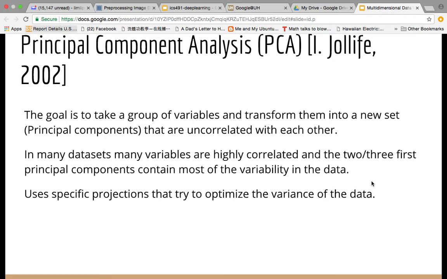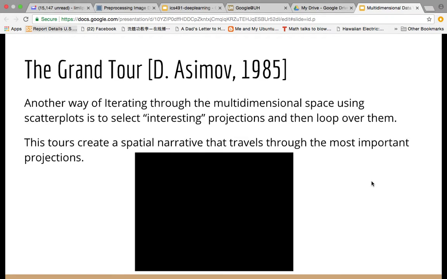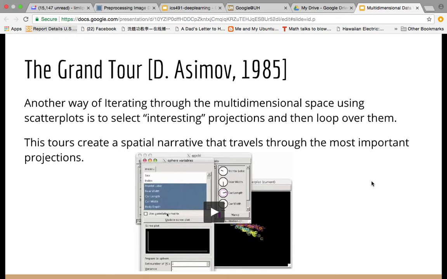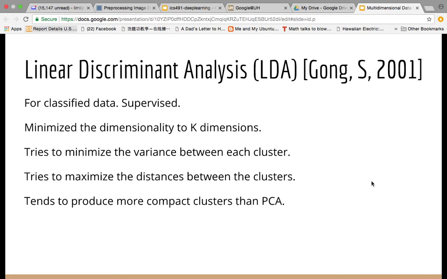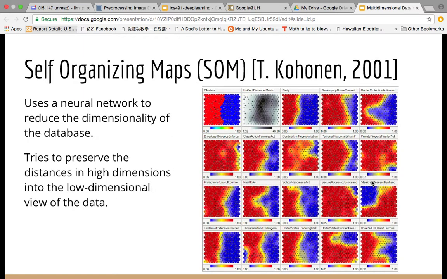So this would be an option. You could use this as you saw before with grand tours, for example. You're just looping through different types of projections. In this case, you would calculate maybe 5 PCAs, and then you would loop over those 5 PCAs for the user. LDA is similar, but it's for classified data. It's the same thing. You reduce the dimensionality to k dimensions. Here you minimize the variance within the clusters and maximize the distances between them. So it usually tends to produce more compact clusters than PCA. If you know your data and you have already classified your data, this is probably better. If not, use PCA.